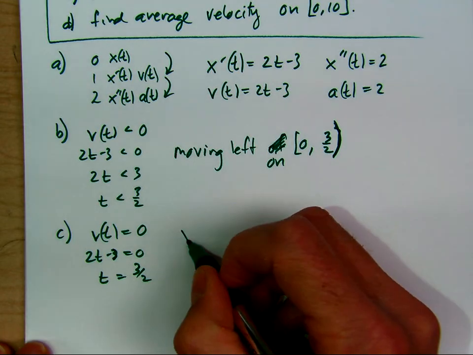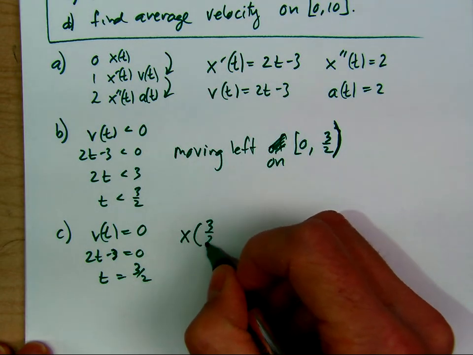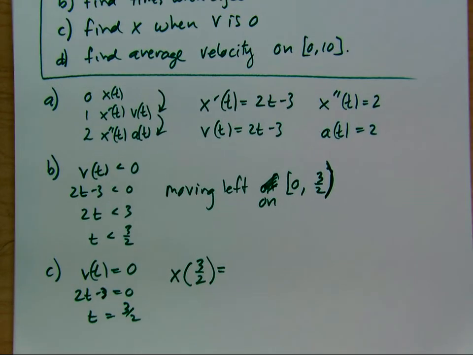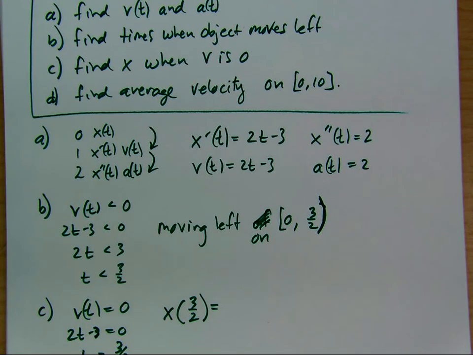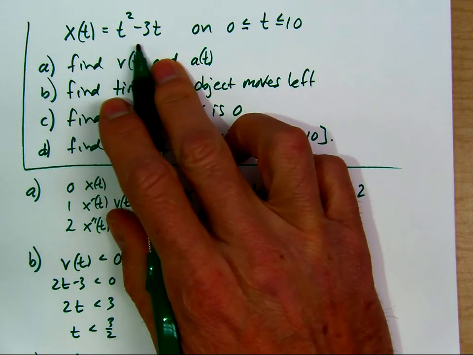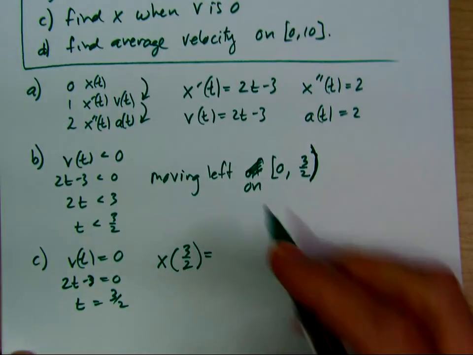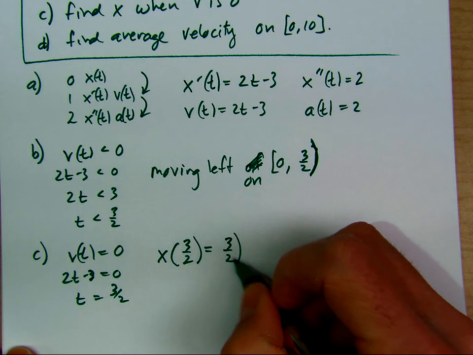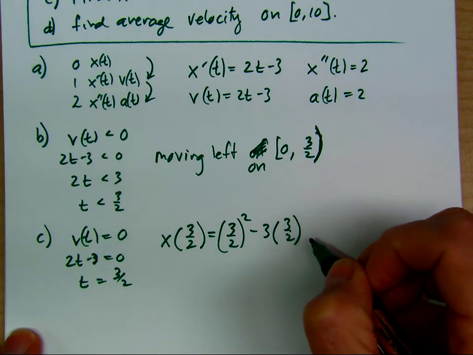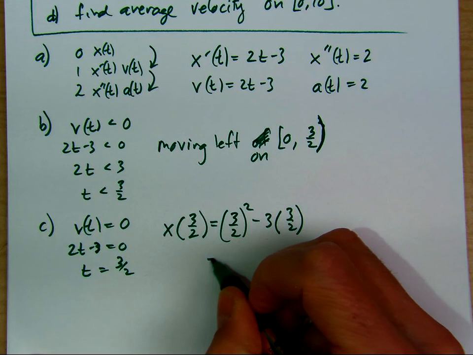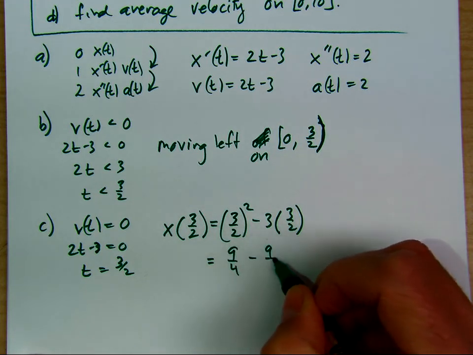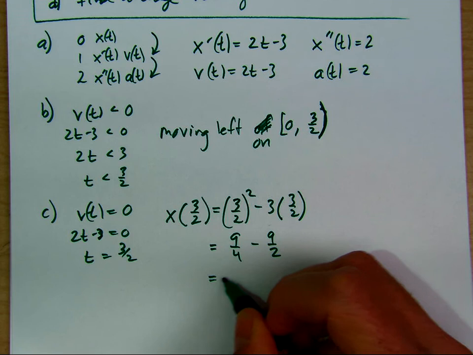So find x when the velocity is 0. And we just substitute into the position function. The position function was t squared minus 3t, so we'll go t squared minus 3t. 9 over 4 minus 9 over 2, and we get negative 9 over 4.